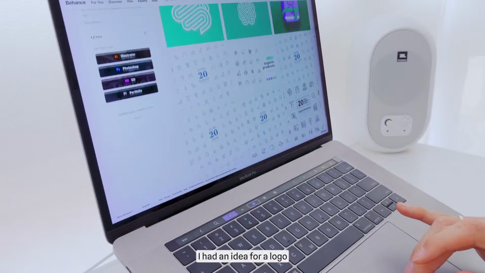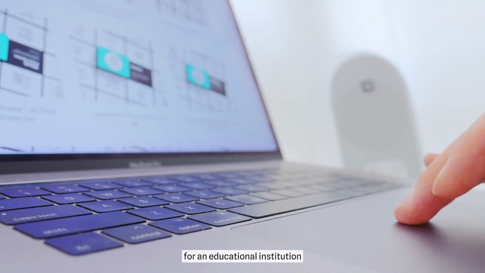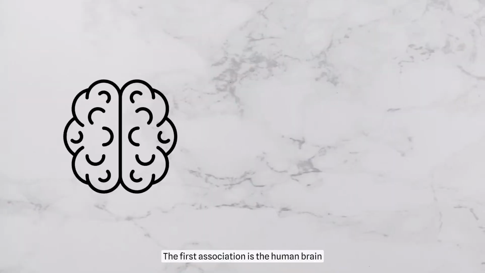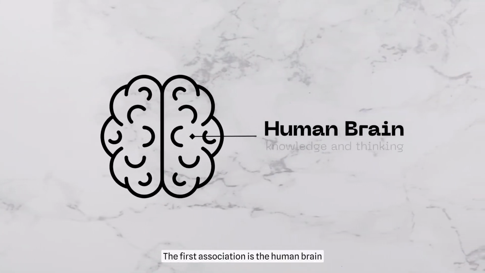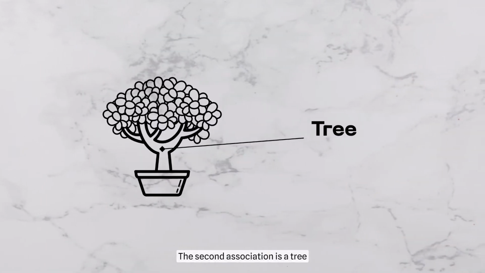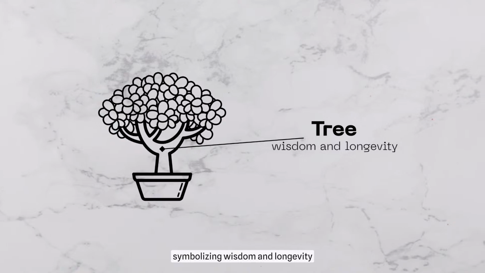Recently, I had an idea for a logo for an educational institution. I thought about combining two associations. The first association is the human brain, symbolizing knowledge and thinking. The second association is a tree, symbolizing wisdom and longevity.